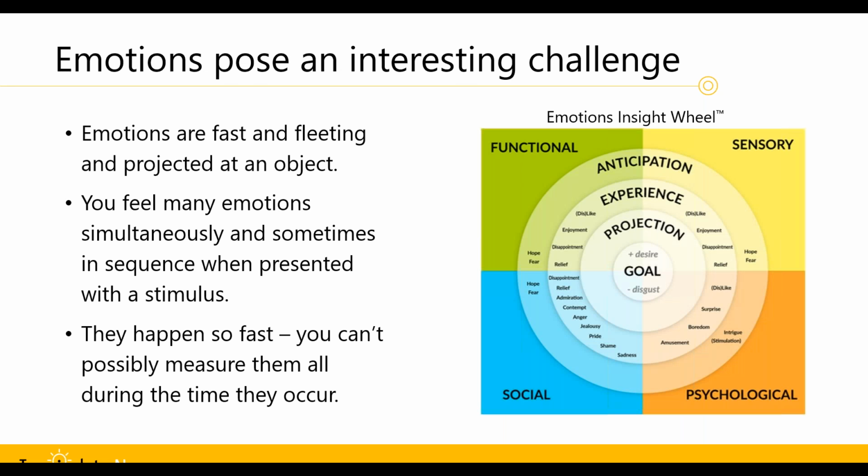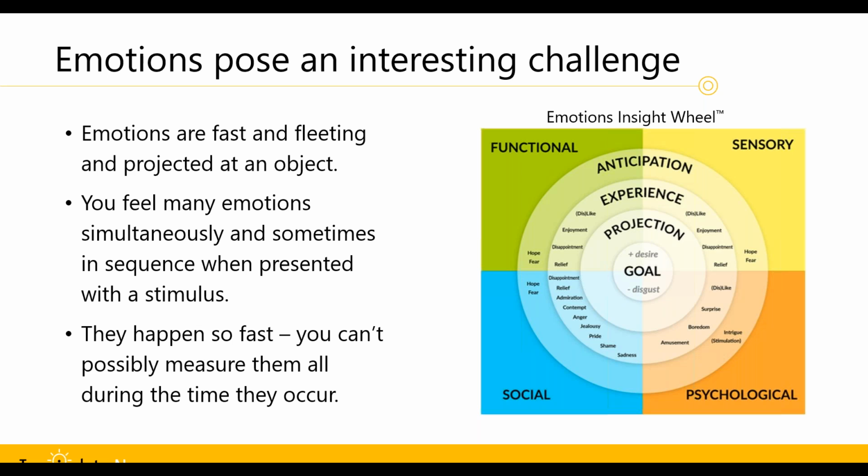One of the ways implicit and explicit testing is becoming more popular and being used more and more often is with emotions. However, emotions pose a really interesting challenge because emotions are very, very fast and fleeting, and they're always projected at some type of an object. The other thing that's really interesting is you can feel lots of emotions simultaneously and sometimes in very, very fast sequence as well. The problem is they happen so fast that you can't possibly measure all the different types of discrete emotions at the time they're actually occurring. And by the time you get around to measuring them, they're gone.